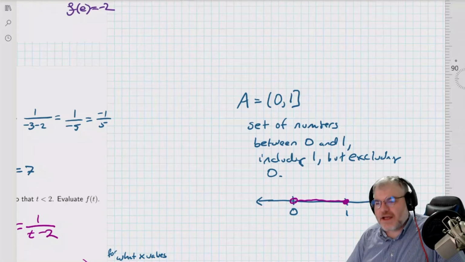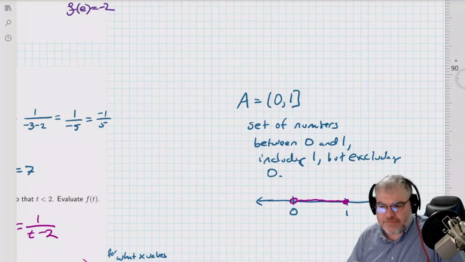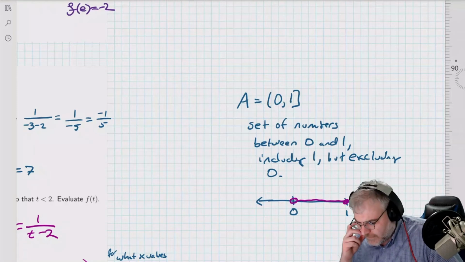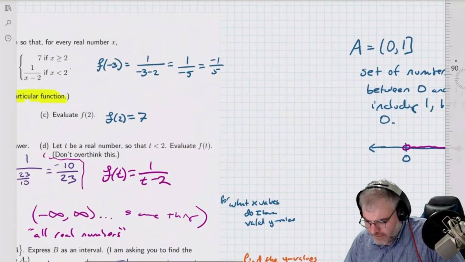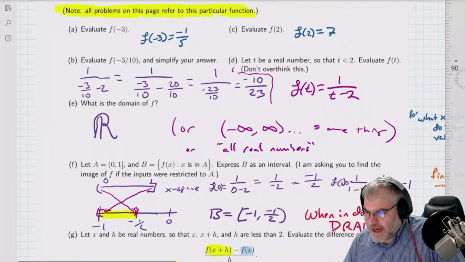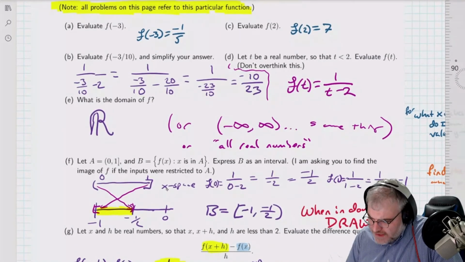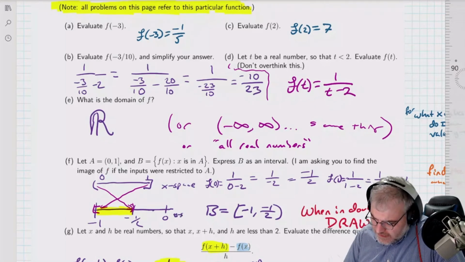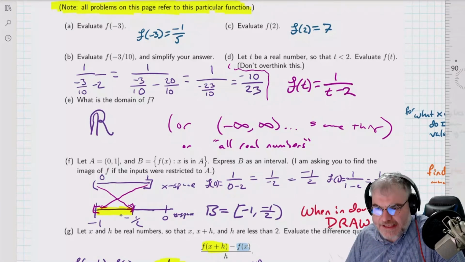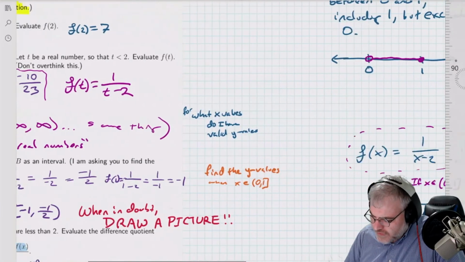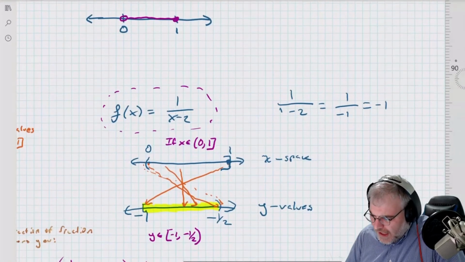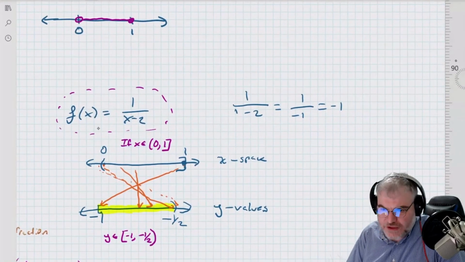Okay. If you're uncomfortable with that, come and talk to me. We'll talk about it. Okay. So what I want to do is draw a picture. My question is, what does the y space look like? If my x space is between 0 and 1, where's my y space? So first of all, everything is less than 2, so I'm only going to be using this piece.